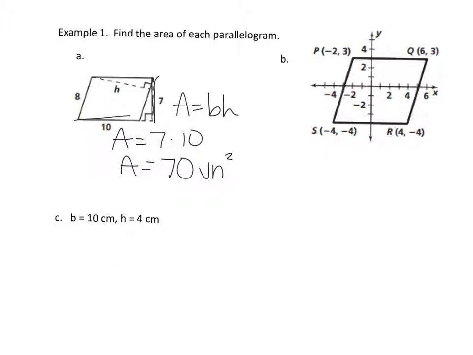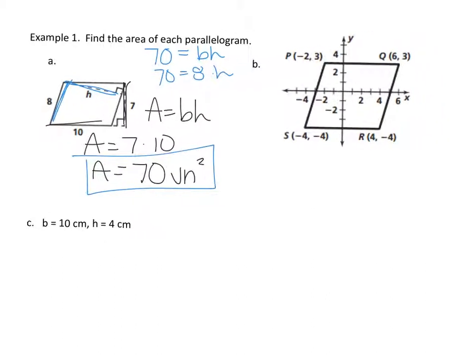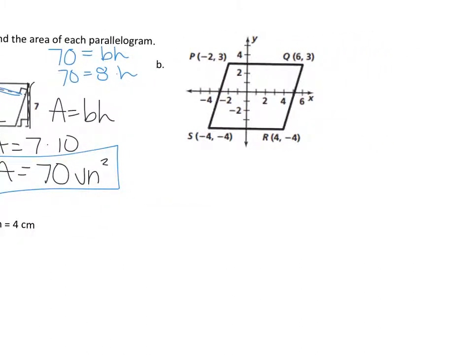So if you had to figure out what h was, then you know the area is 70. So it would be 70 equals base times height. And you know that 8 is the base. And then you can solve for height. So anyway, if there's not any units, write units squared. Just good practice. And then B is a parallelogram again.